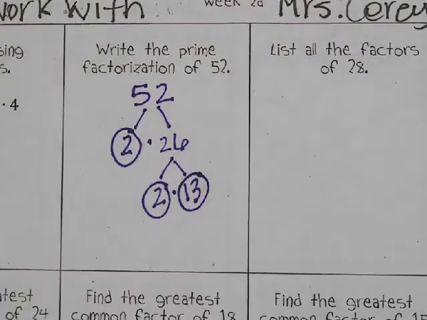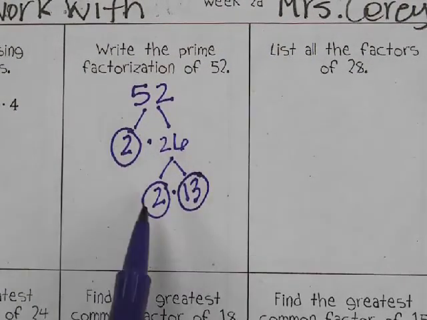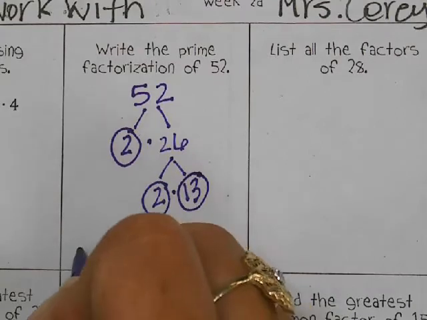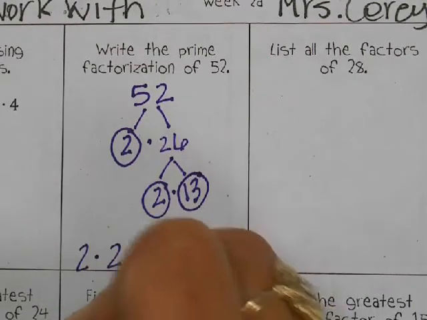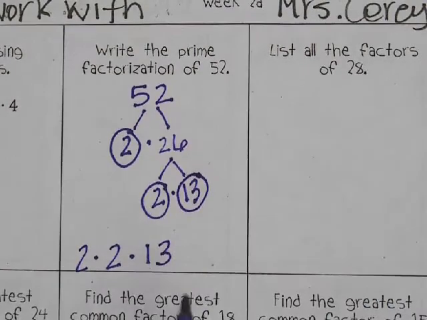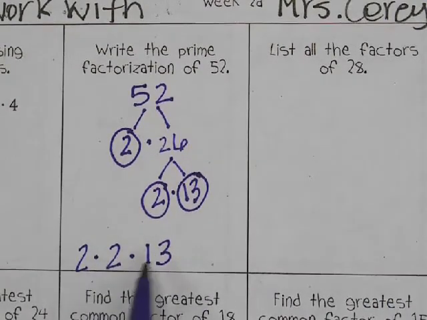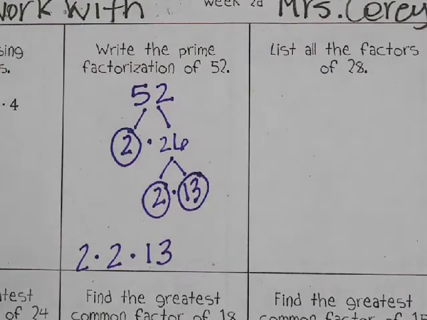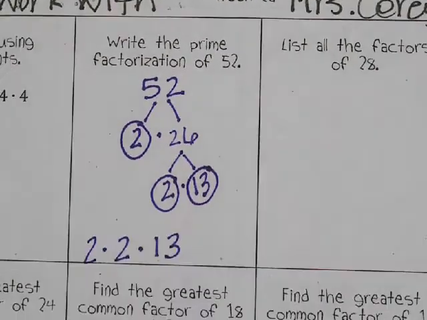So my prime factorization of 52 is 2 times 2 times 13. So down here I'm going to write 2 times 2, and I'm using a dot for multiplication, times 13. So I know that if I were to multiply 2 times 2 times 13, that would give me 52. So this is my prime factorization.